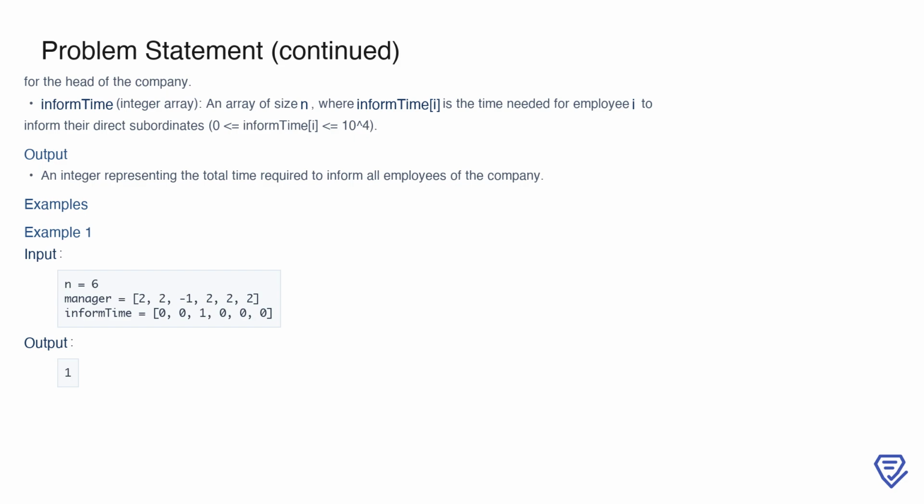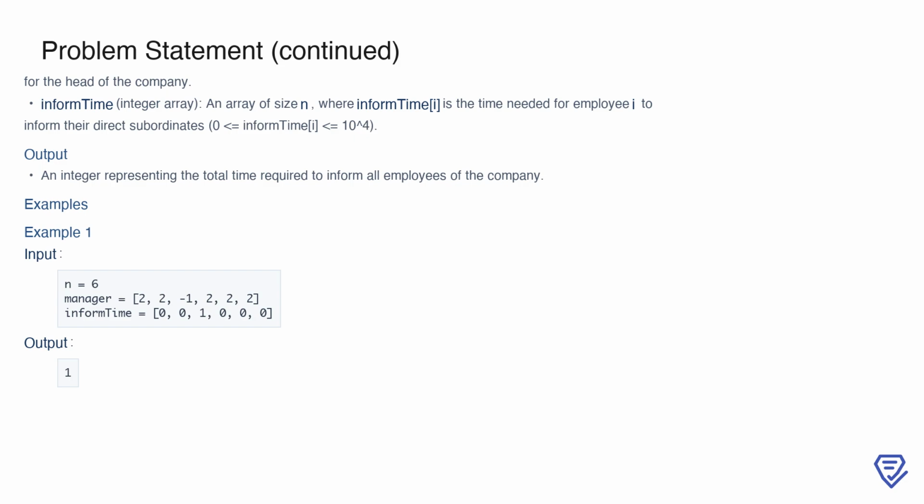The input to the problem includes the number of employees, n, which can be as large as 100,000. The manager array has a size equal to n and specifies the direct manager for each employee. Specifically, manager[i] is the index of the direct manager of employee i, and if manager[i] equals -1, it means that employee i is the head of the company. The inform time array, also of size n, tells us how long it takes for each employee to inform their direct subordinates. The output is a single integer representing the total time required to inform all employees in the company.